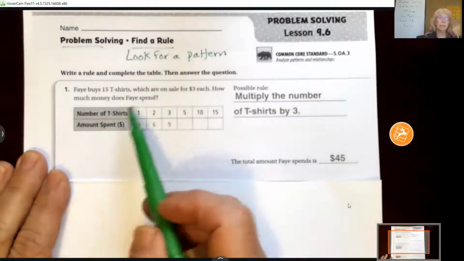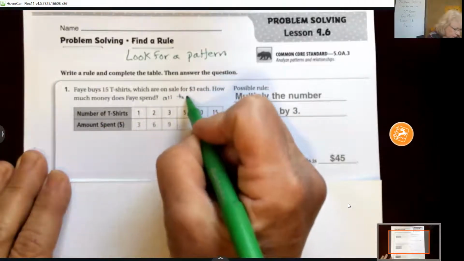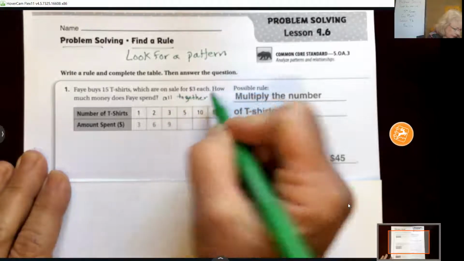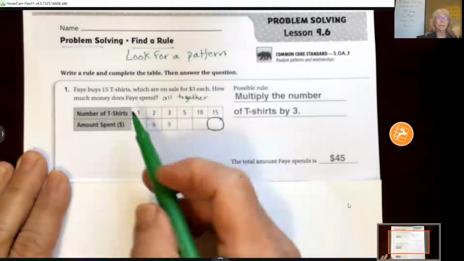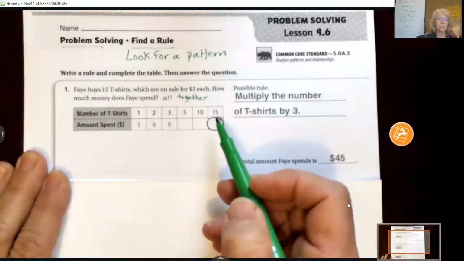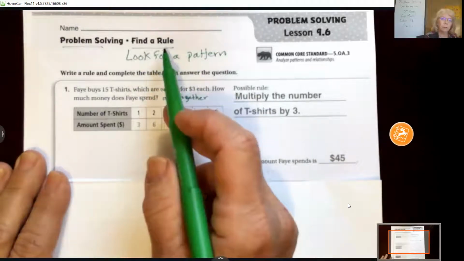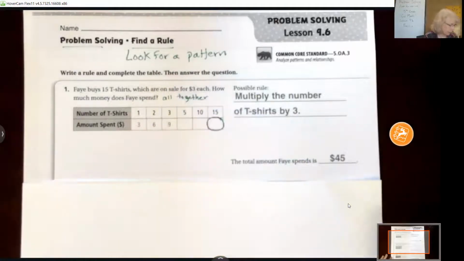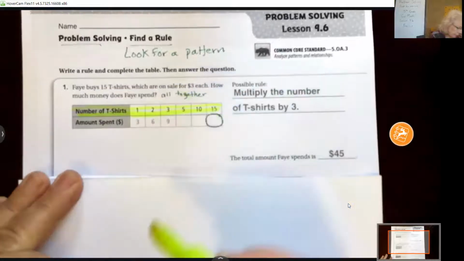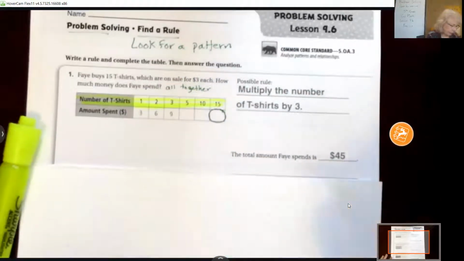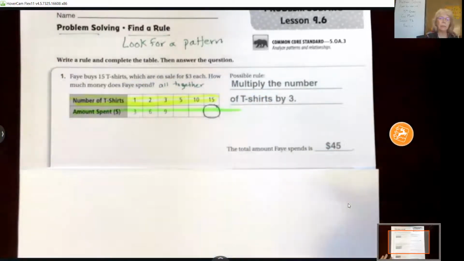They mean how much money does she spend altogether? So we would look for the total amount that she spends, and we're looking for this number right there. When she buys 15 t-shirts, which is her total number, how much is she going to spend? So this is where we're looking for a rule, trying to find a rule or looking for a pattern. And the pattern is between this row of numbers, as the number of t-shirts is given, what happens to the amount spent, and assume that the rule continues.